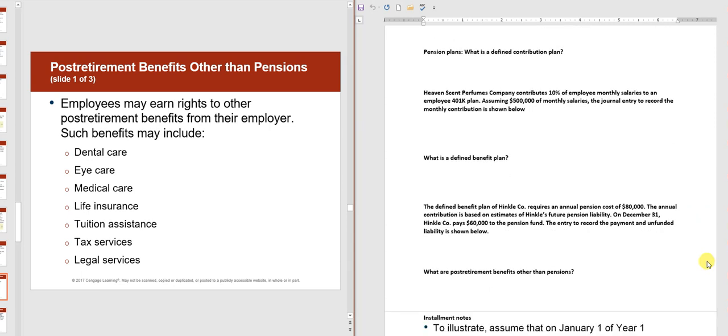Sometimes employers can promise to pay for a lot of things other than pensions, so notice this is post-retirement, so this is after I retire. So again, I'm earning it today, but I won't use it until after I retire. Okay, so these are some of the things that they may pay, and sometimes they pay for these while you're working, but you would expense it just like vacation. So here's some of the things. It's just not an exhaustive list. Just know that they are other benefits that your employer promises to pay after you retire. That's it.